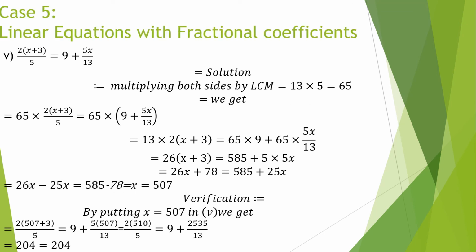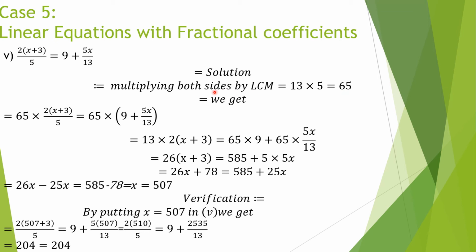Now case number 5 is linear equation with fractional coefficients, and the question is 2 bracket x plus 3 upon 5 is equal to 9 plus 5x upon 13. There are two denominators 5 and 13 and this is the fractional coefficient form. Solution is first you find out the LCM of denominators 5 and 13, which is 65.